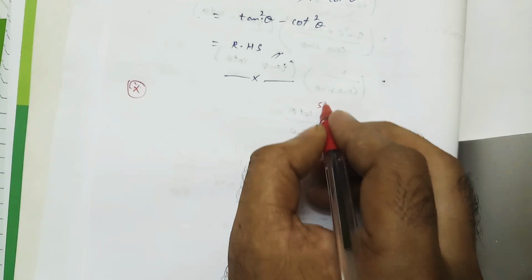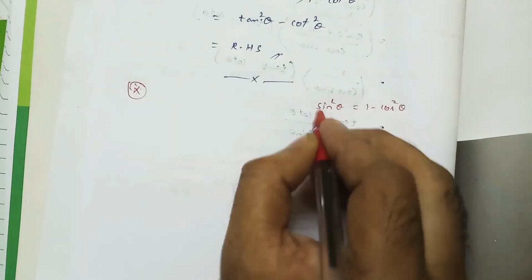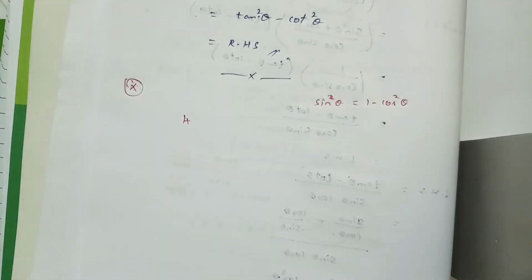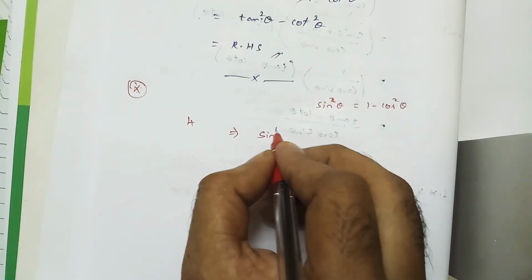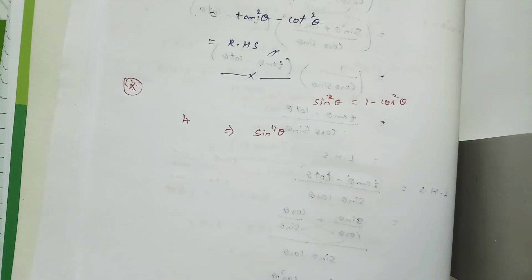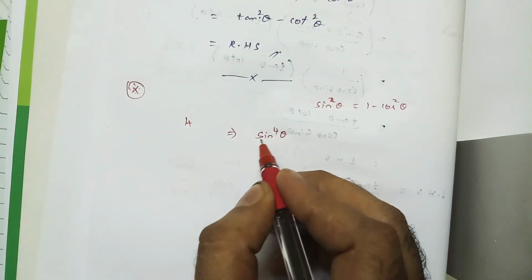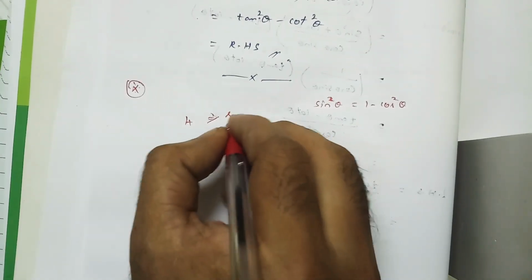Suppose sin square theta, we know that sin square theta is equal to 1 minus cos square theta, right? If the power is square, it will be very easy. If the power is 4, for example sin power 4 theta, how do we want to find it? Very simple. I am going to convert this power 4 in terms of squares.